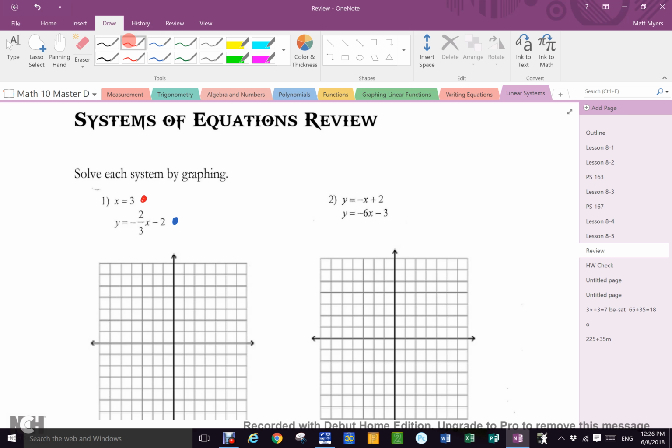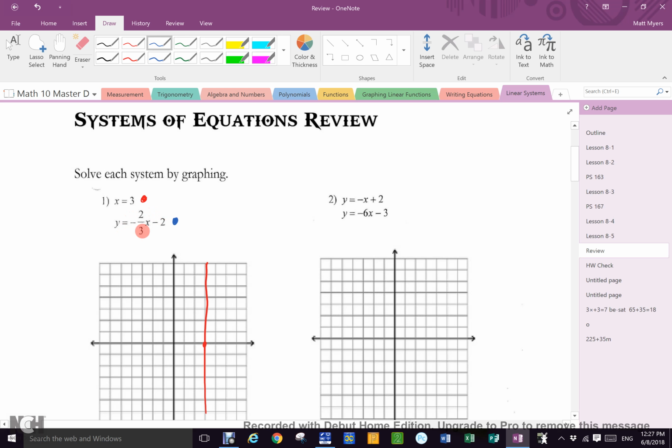All right. So, solve each system by graphing. How do you solve a system by graphing? You graph two lines. Where's the solution? Where they cross. First one's easy. X is 3. There's X is 3. Is X allowed to be anything else? No. So it's a vertical line right there.